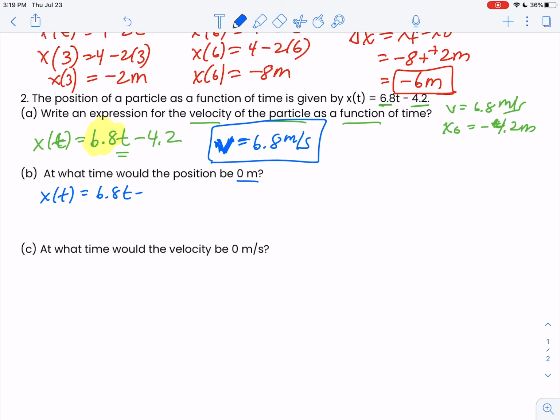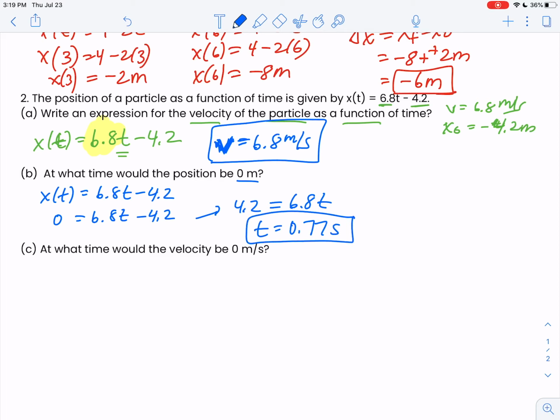At what time would the position be 0 meters? Again, we want to solve for t, and we want the position to be 0, and we want to see when that happens. So 4.2 equals 6.8t. So t equals 4.2 divided by 6.8. Should I be able to do that in my head? Nope. 0.62 seconds.